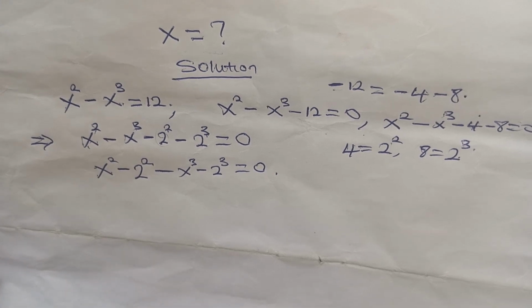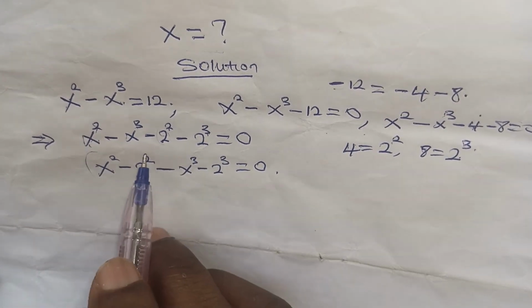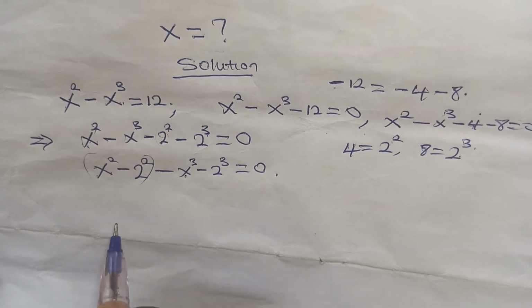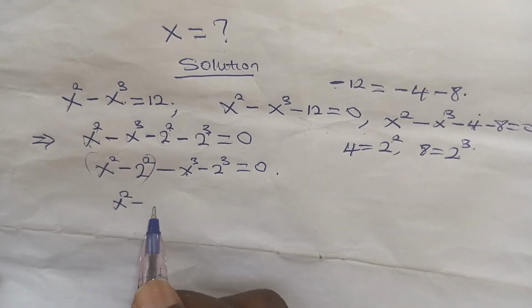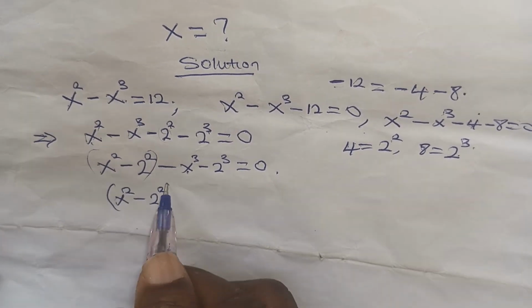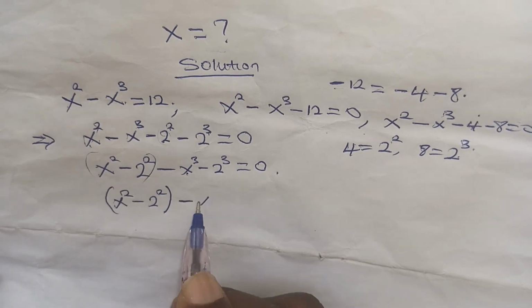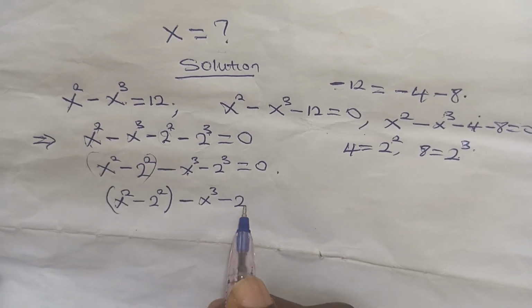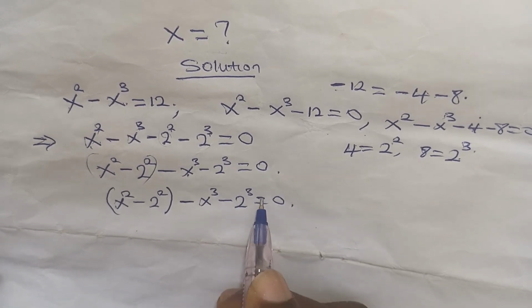Having done this, I can simply put a bracket here, then put a bracket here. So I can put bracket x squared minus 2 squared into the bracket, minus bracket x cubed minus 2 cubed, equals 0.